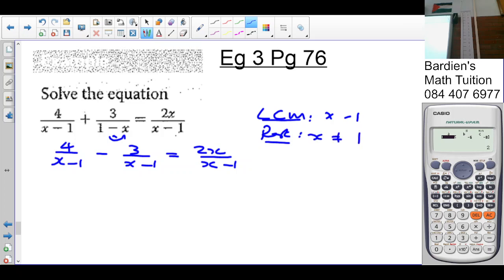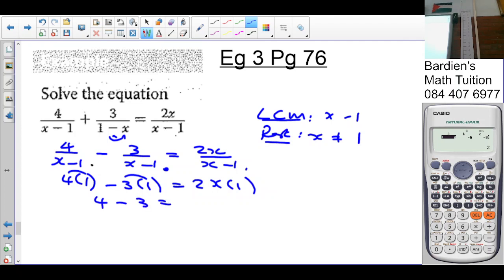Okay. So what must this be multiplied here by? 1. So it's 4 into 1. This here? 1. So it's 3 into 1. This here? 1. So it's 2x into 1. Oh, is that why you guys finish so quick? So that's going to give us 4 minus 3 equals 2x. What's 4 minus 3? Equals 2x. Divide by 2 both sides.